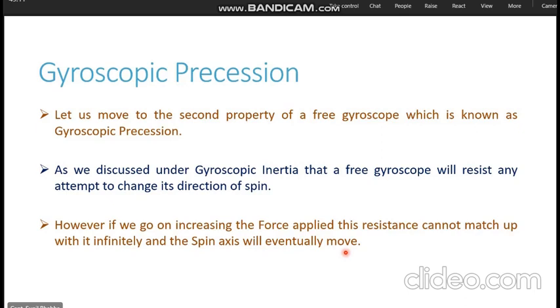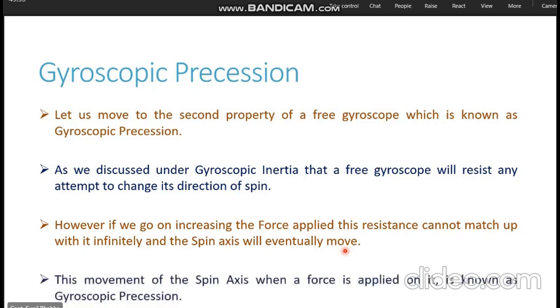To give you an example, let's say we have made a free gyroscope with a cycle tire, and we have imparted some rotational velocity to it, and it's moving now. You try to change the direction of its spin axis, it is going to resist any attempt. But let's say you were alone and you were trying to change its direction, and it was resisting the attempt. You call your friends, so there are three of you now. Now all three of you try to change its direction of spin. Eventually, at some point of time, you can overpower it. You can overpower its gyroscopic inertia. Now, when you overpower its gyroscopic inertia, it is going to move.